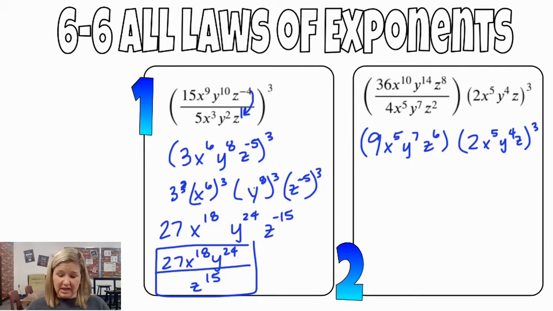So I need to take 2x to the 5th, y to the 4th, z to the 3rd power first. So I'm going to end up with 9x to the 5th, y to the 7th, z to the 6th. So I just carried that straight down.